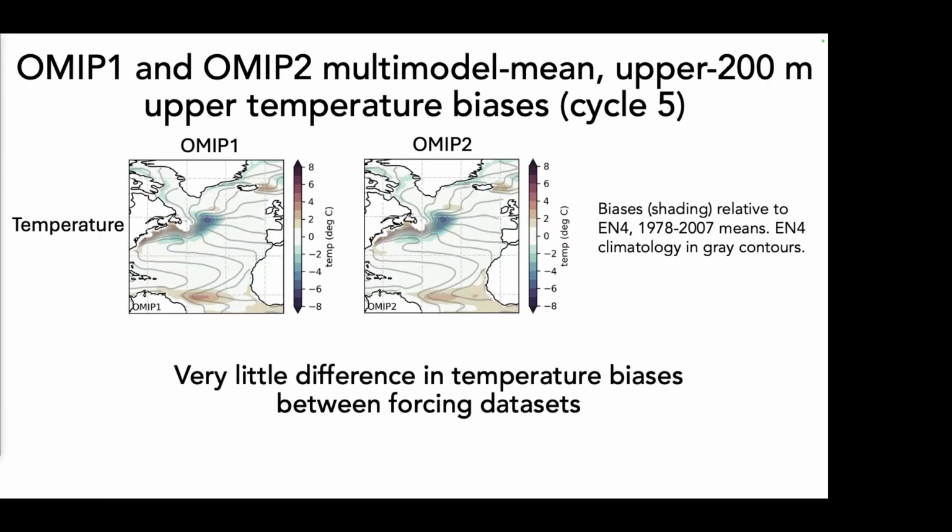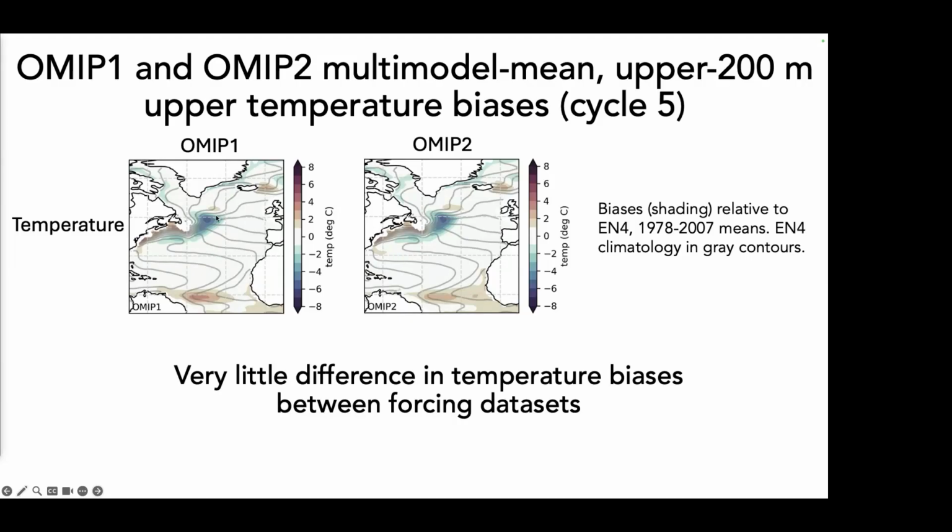So this is the bias in OMIP 1 and OMIP 2 for upper ocean temperature. I'm taking the average in the upper 200 meters, and I'll be using the upper 200 meters for most of the rest of this talk. Contours are the observational field, in this case from EN4, and shading shows the deviation from that observational field, in this case in the OMIP 1 multi-model mean and in the OMIP 2 multi-model mean.